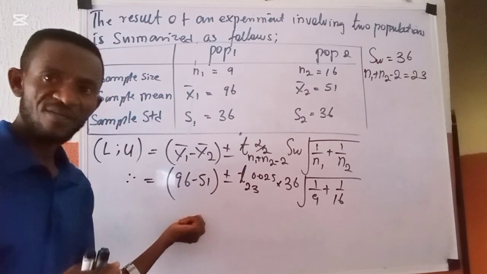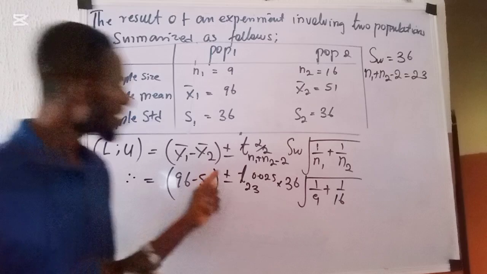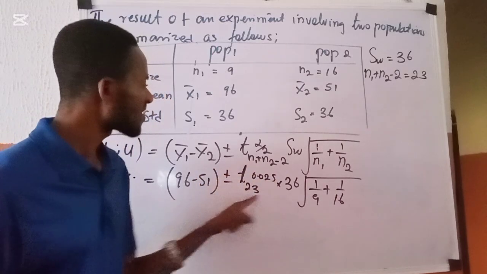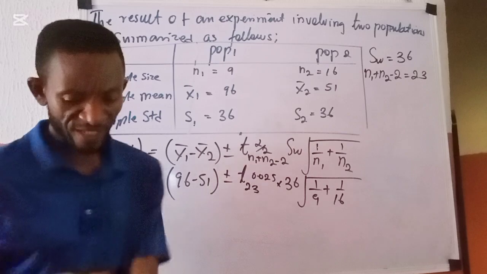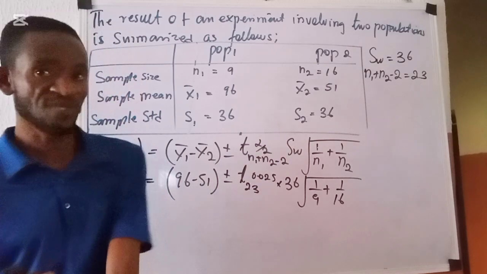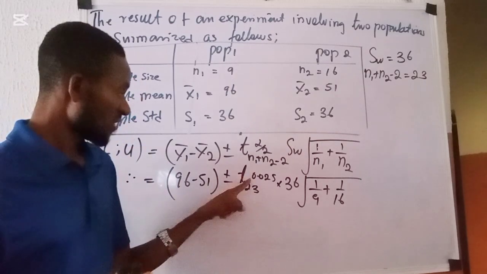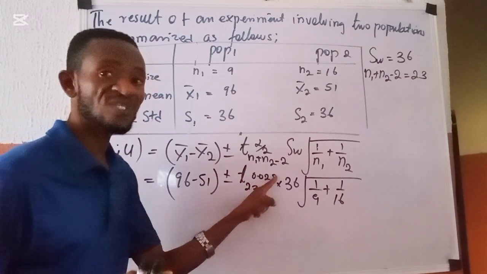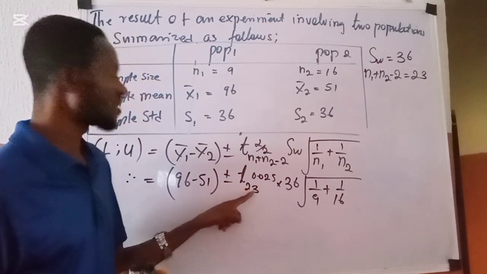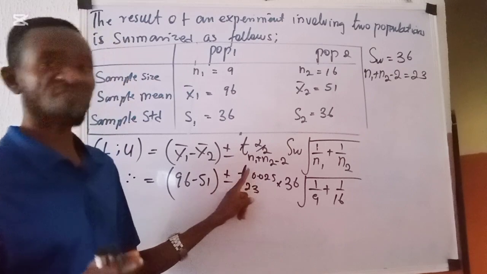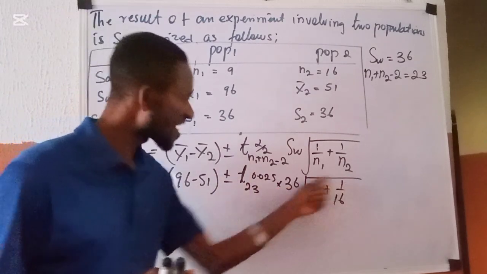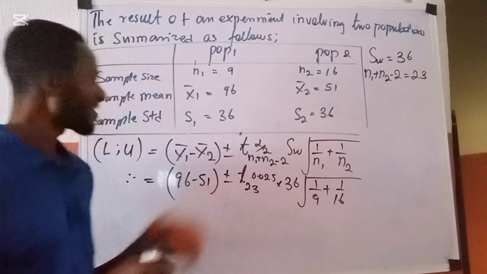Then you come here, you go to the student T distribution table to read up this value. Even though the value has been provided for us here, if you go to that student T distribution at 0.025 level of significance, when the degrees of freedom is 23, you read up the value, multiply it by 36, get the square root of this, and multiply it out.